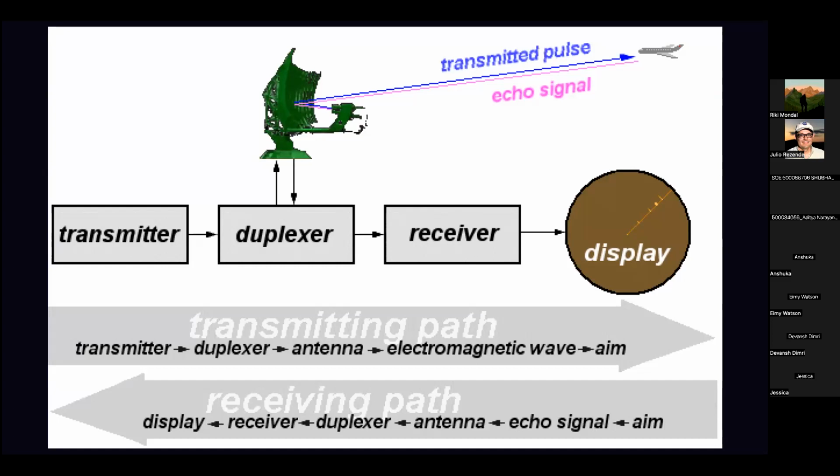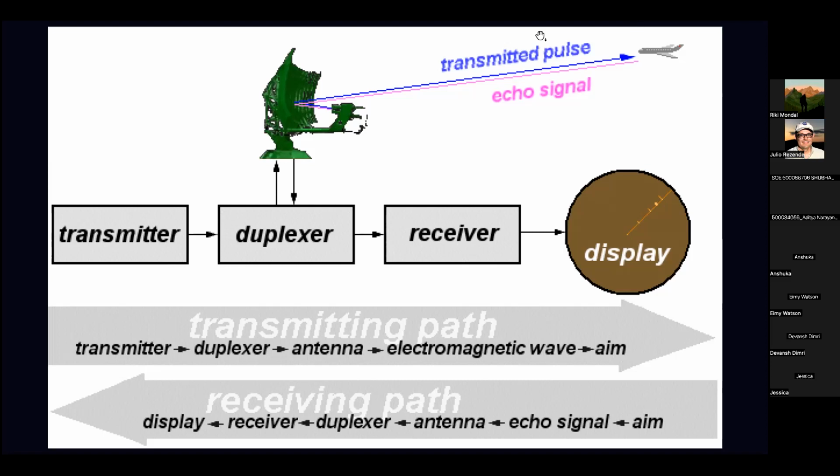When these pulses intercept precipitation, a part of the energy is scattered back to the radar. This concept is similar to hearing an echo. For example, when you shout in a valley, the sound waves reflect back to you. In the same way, radar works.